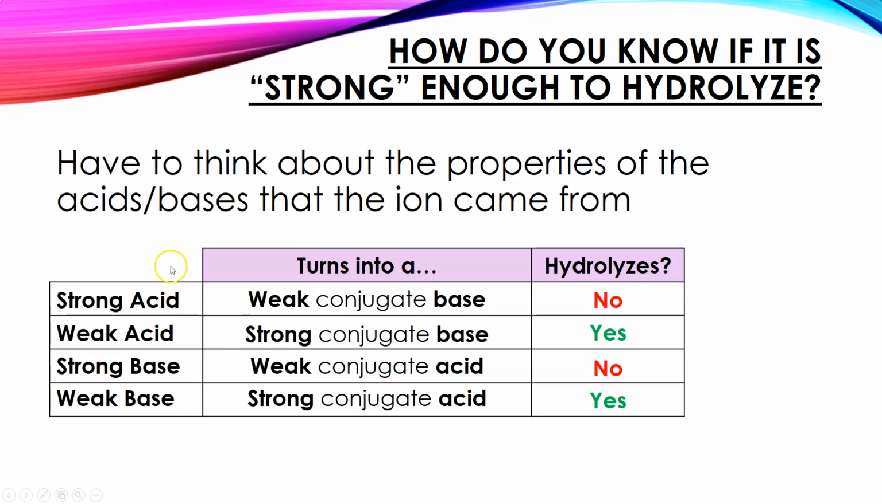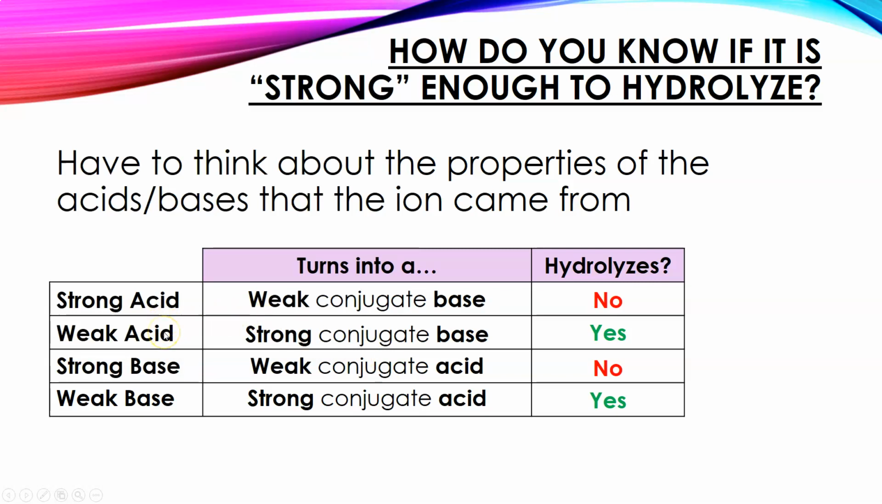So what you can see is that if you originated from a strong acid or a strong base, your ions are going to be too weak to hydrolyze. They want to stay as their individual ions.